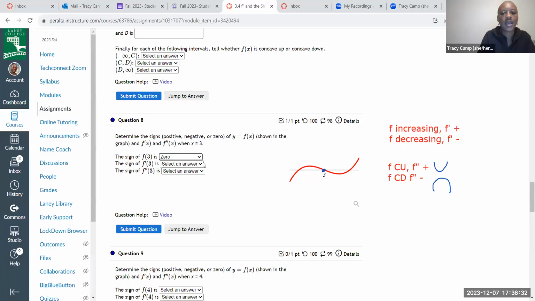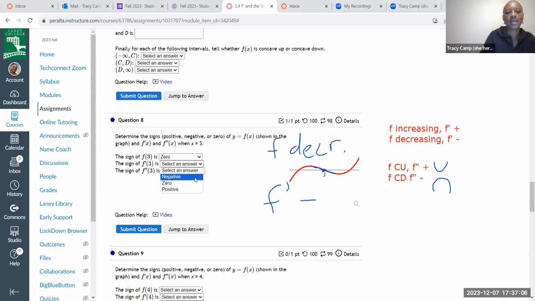And then for the sign of f prime of 3, I want to ask myself, if I'm walking along this curve at the 3, am I going uphill or downhill or neither? In this case, it looks like I'm going downhill. At this 3, I'm going downhill, which means that f is decreasing there, which means that f prime is negative. When f is decreasing, f prime is negative. So for this one, I would say f prime is negative.